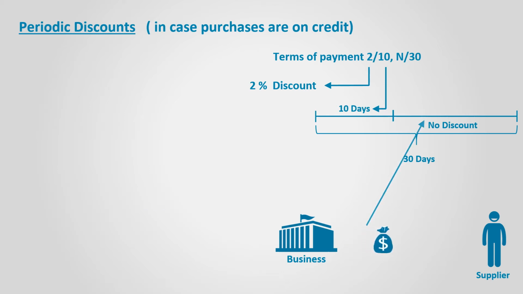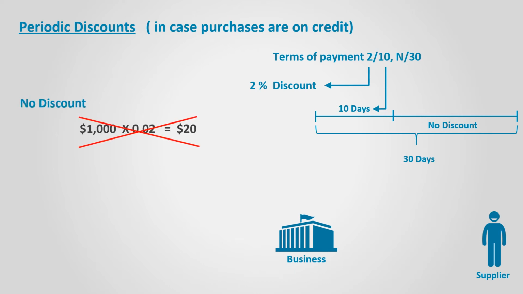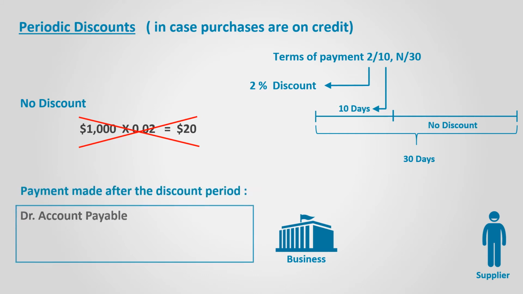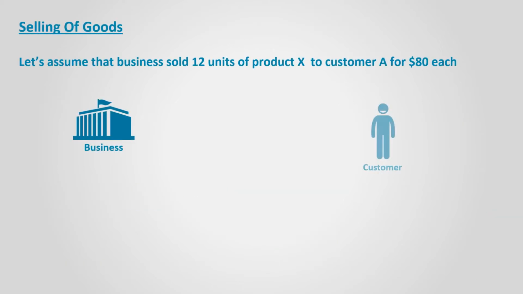If the business didn't pay within the discount period, it would pay the full amount. In such a case, there is no discount, and the accounts payable is debited and the cash is credited for $1,000. Let's now assume that the business sold 12 units of product X to customer A for $80 each with terms of payment 3/15 net 45.